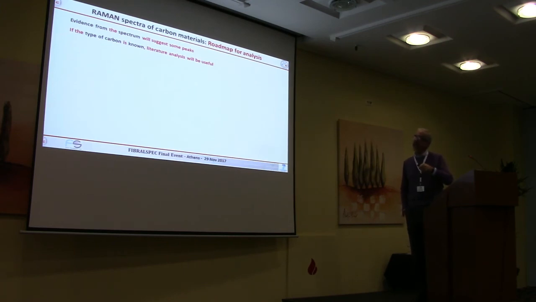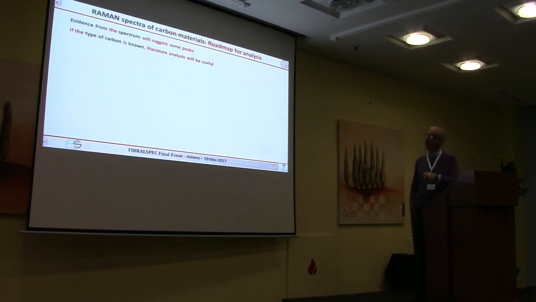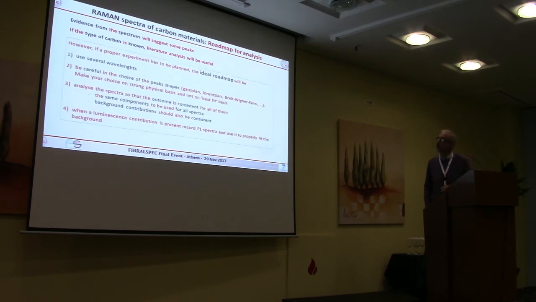Once you have your spectrum, your peaks, you want to get the single components because they have the information you are looking for. So the evidence, of course, will help you. There are at least one and two here. Normally it's more than that. But if you have an idea of what your type of carbon is, analysis of literature can help you, although it should be quite critical. In this field, from my point of view, it is not totally reliable.